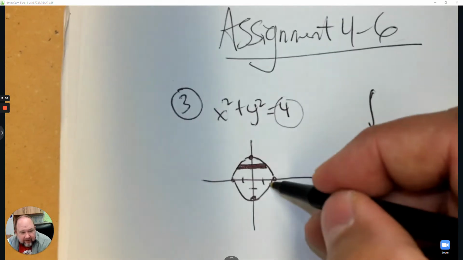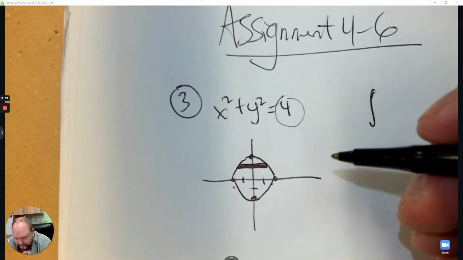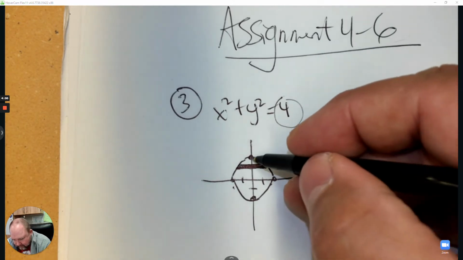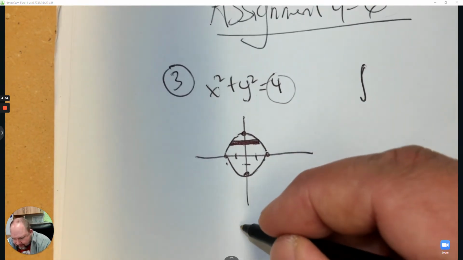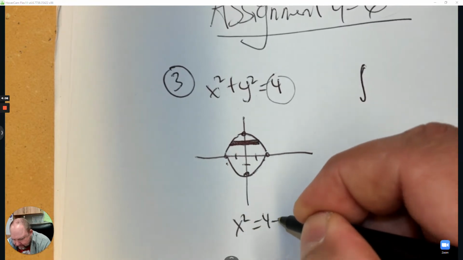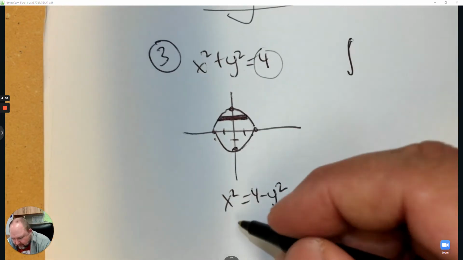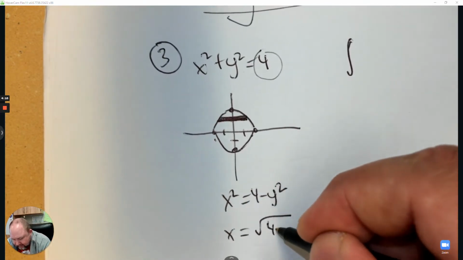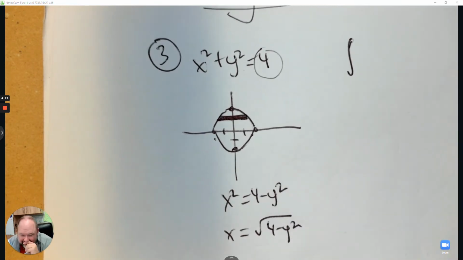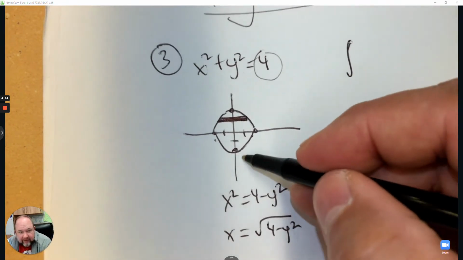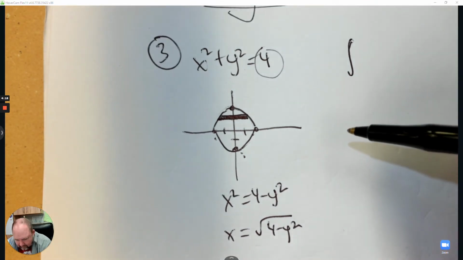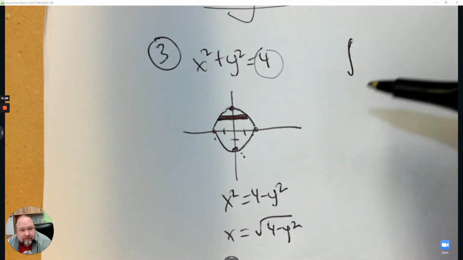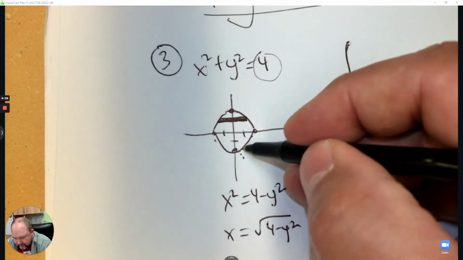And we're going to go right, subtract left. Now, on the right, I need to solve for x up here. So I'm going to subtract y squared, and I'm going to square root it. Now the answer could be positive or negative. So the right side is the positive, the left side is the negative in terms of it. And we're going to go right, subtract left.